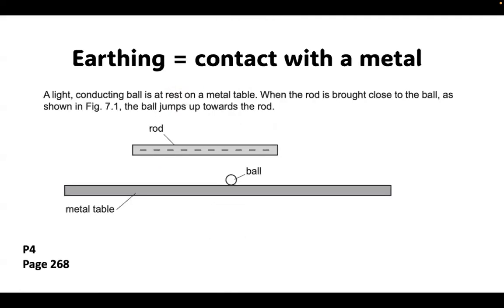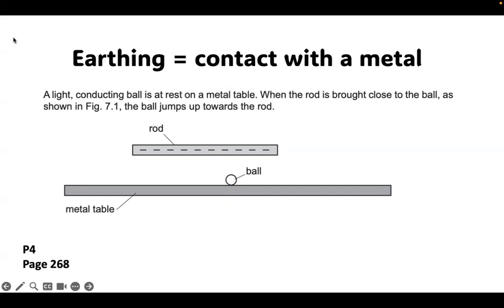Okay? Now, I just want to say that earthing doesn't necessarily mean connecting an earth wire. Earthing can also be contact with a metal, as you may see in other questions. So if I want to earth this ball in the question, I can either connect it to the earth with an earth wire or put it on a metal table, which is also a conductor, just like the earth wire.